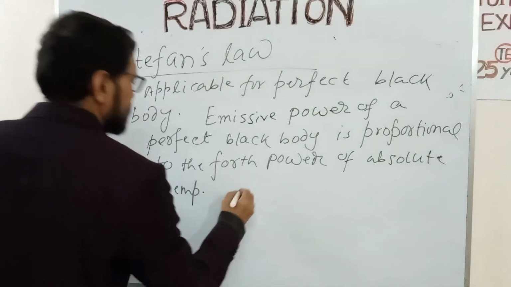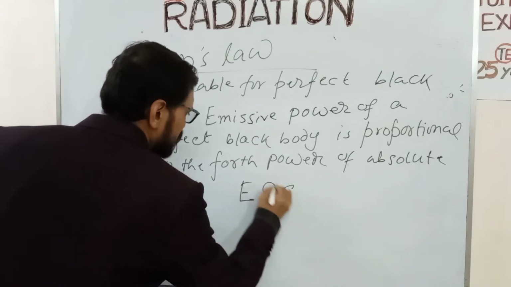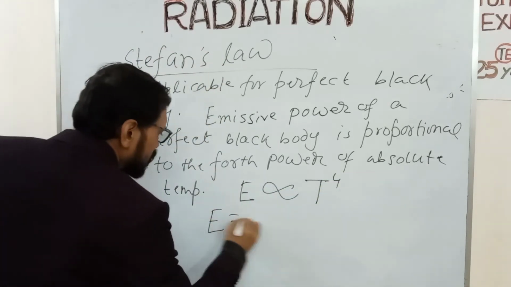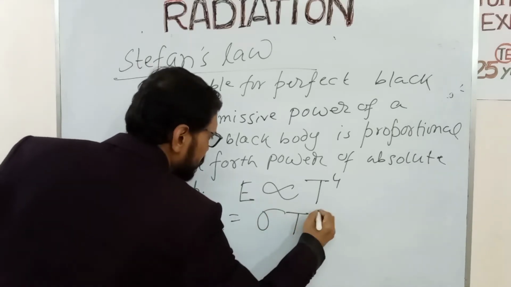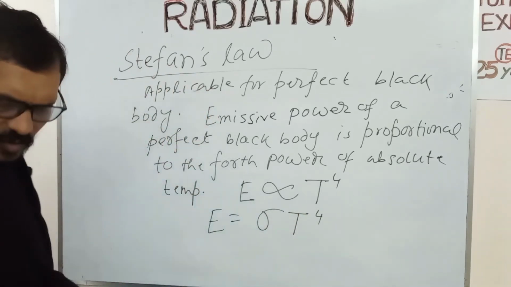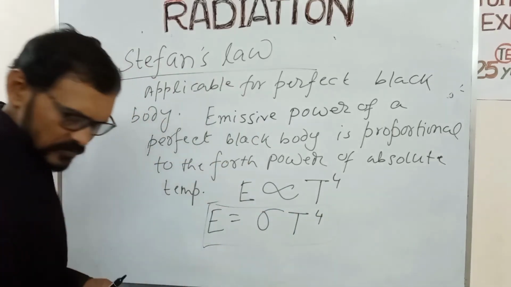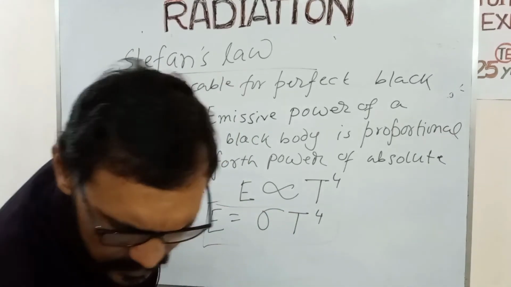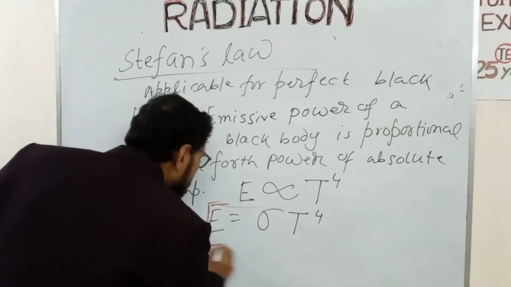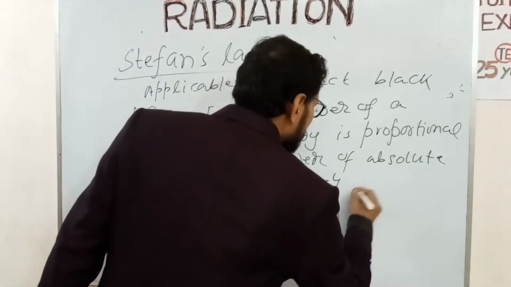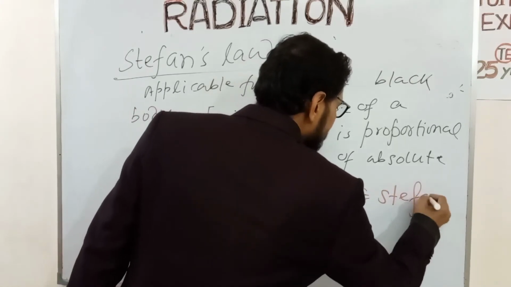That is, emissive power is proportional to T to the power 4. That is, emissive power equal to sigma T to the power 4. Sigma is called Stefan constant. This is Stefan's law. So this is Stefan's law: E equal to sigma T to the power 4, where sigma is Stefan's constant.